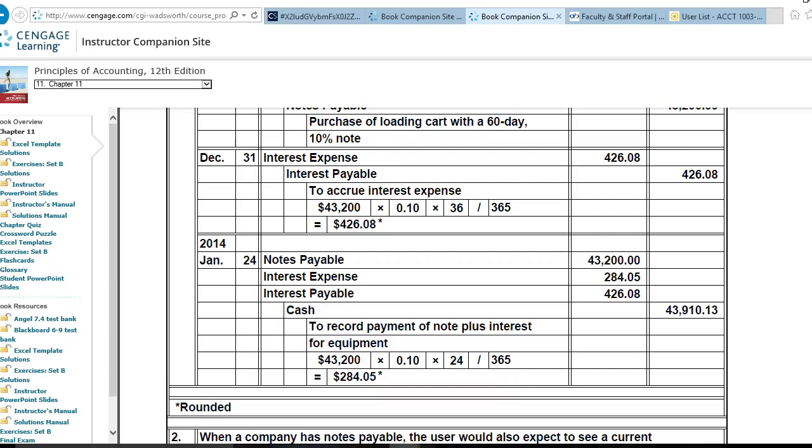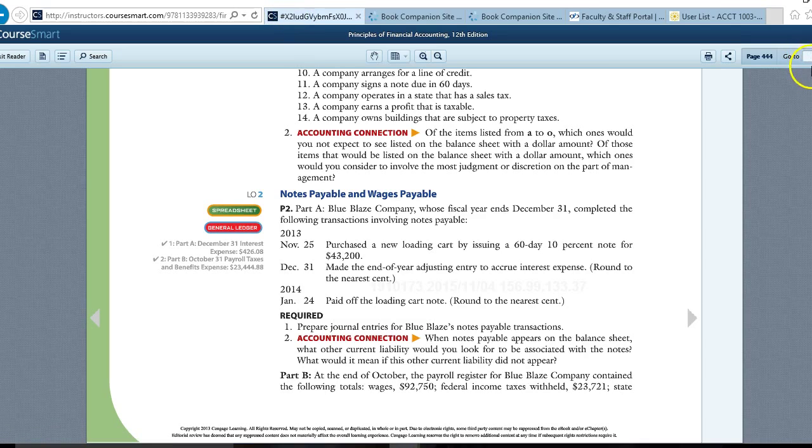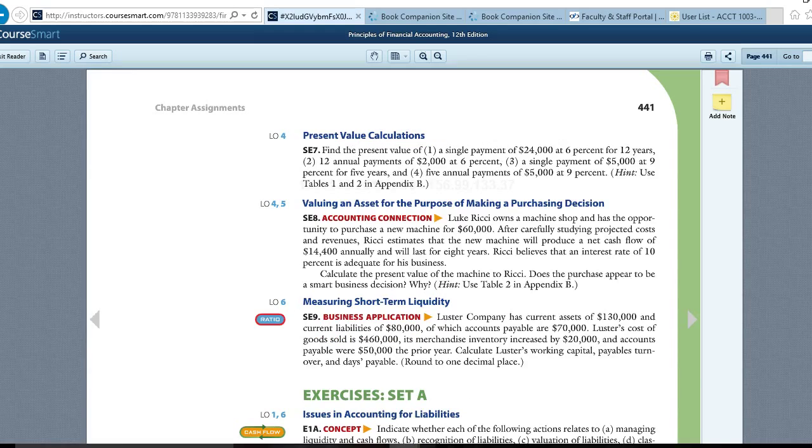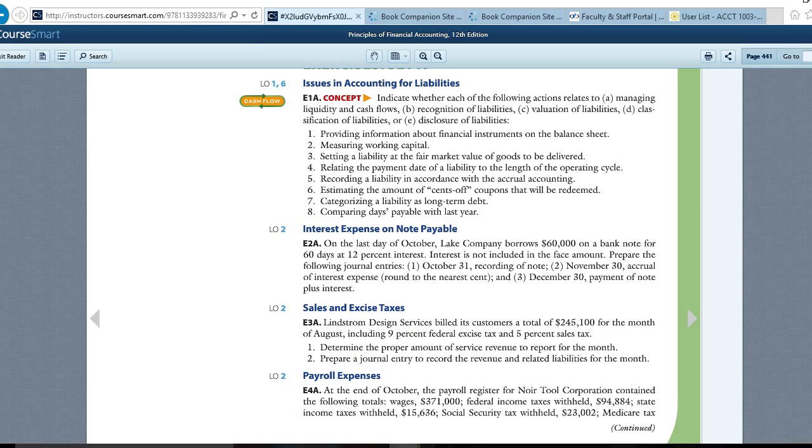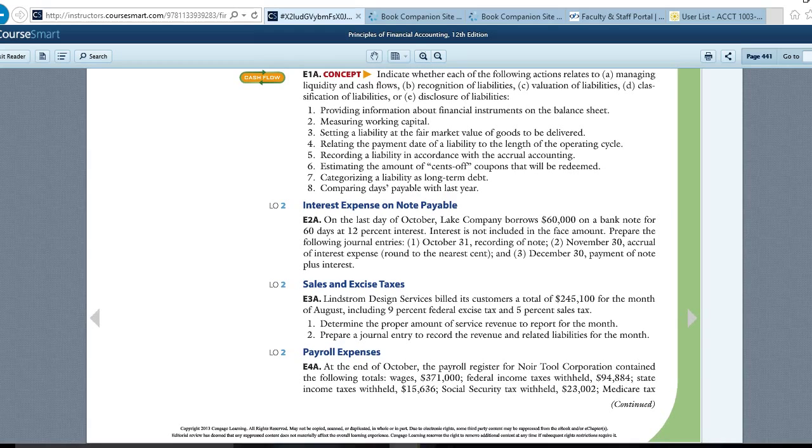Now, we're going to move back to page 441. Let's look at some other examples of liabilities. Sales and excise tax.